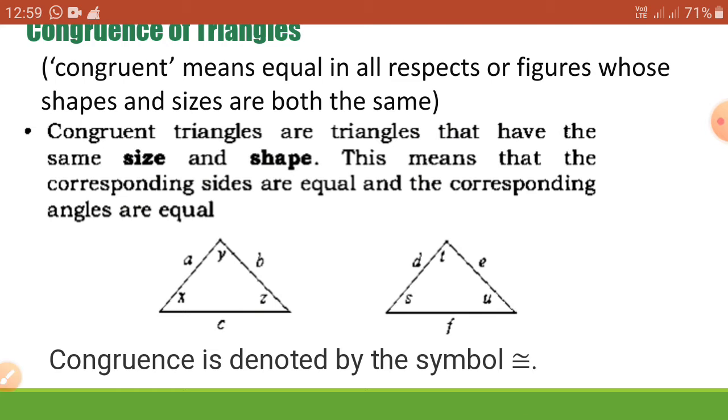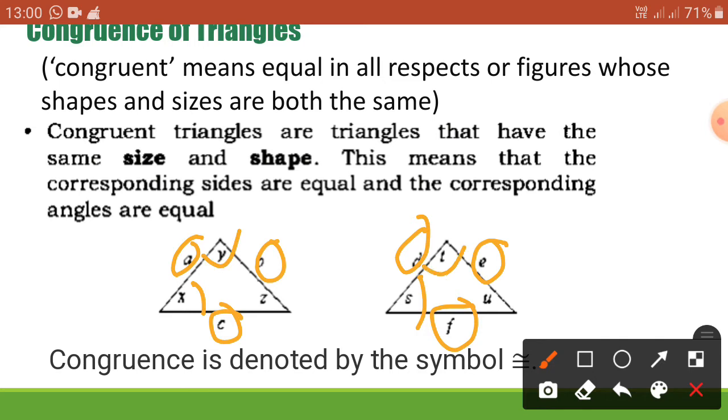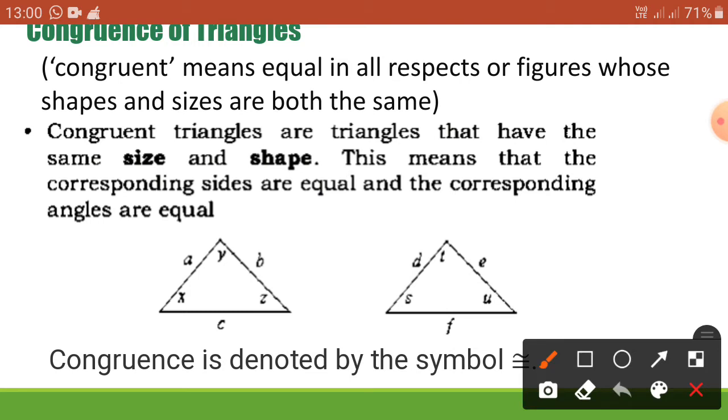Here in this figure you can see that side A equal to side D, side B in this triangle is equivalent to side E in this triangle, and side C equal to side F, and angle X is equal to angle S, angle Y equal to angle T and angle Z equal to angle E. So if the angles and sides are same in both of the triangles, we can say that these triangles are congruent triangles.